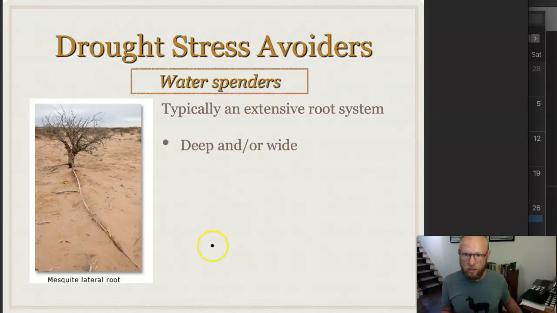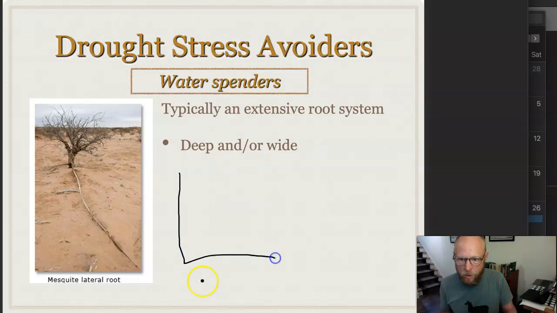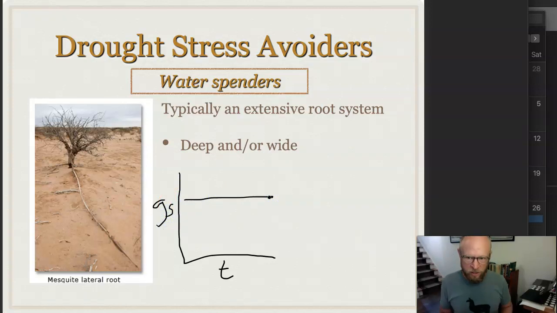So water spenders are going to look like this. So we've got that same x-axis, so we're still talking about this drought. And if we have stomatal conductance, it's going to stay relatively constant. They're going to keep using water during this drought, and that's usually because they either have really deep roots, or they might have a really expansive root system, or they might have both.